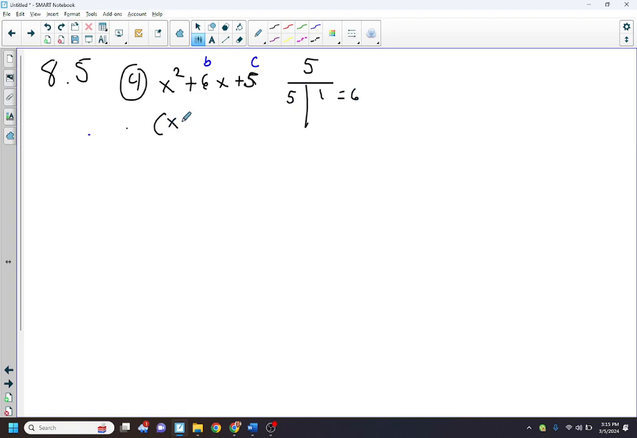It shows where it's going to be. You write x plus 5 and x plus 1, and that's it. You stop right there. It's x plus 5, x plus 1. In this case, it doesn't equal anything, so you stop right there.